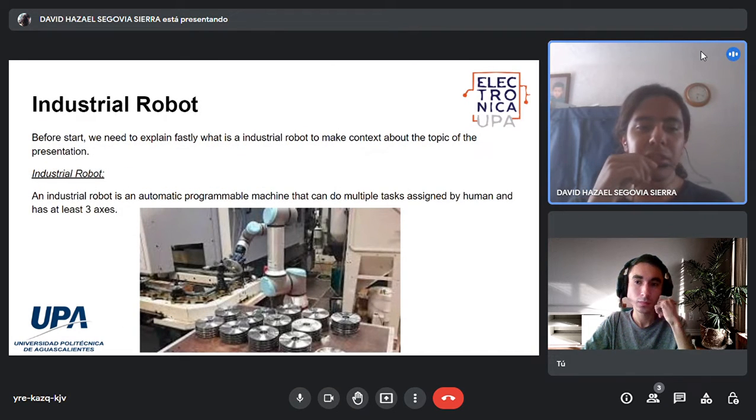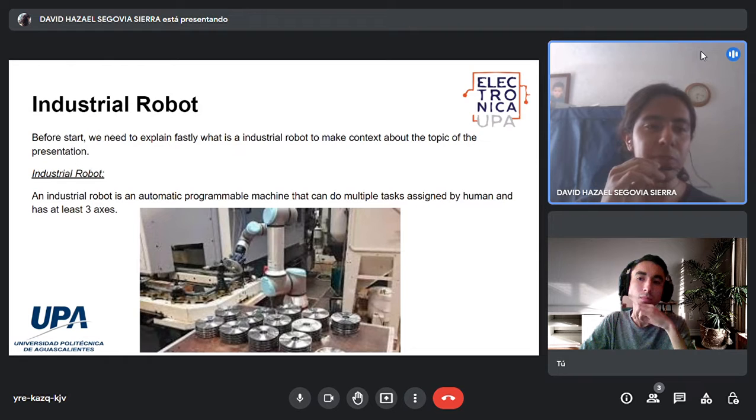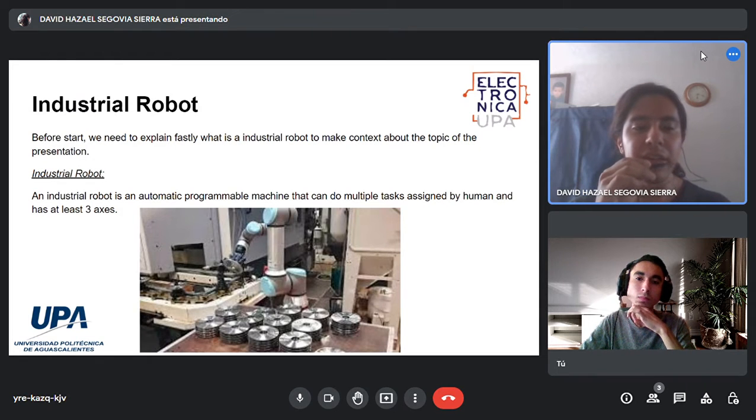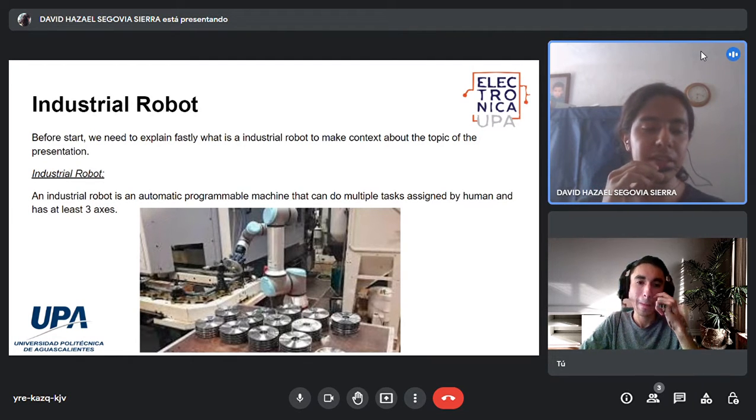Before we start, we need to explain first what an industrial robot is to give context about the topic that we are presenting. An industrial robot is an automatic programmable machine that can do multiple tasks assigned by humans and it has as few as three axes.